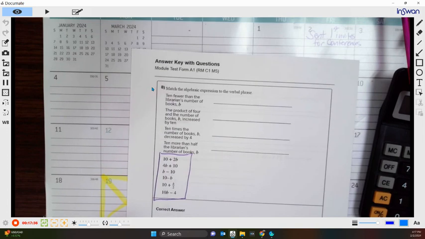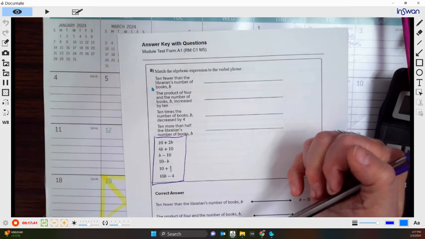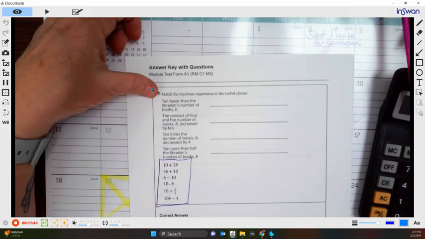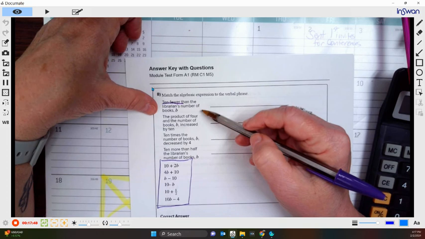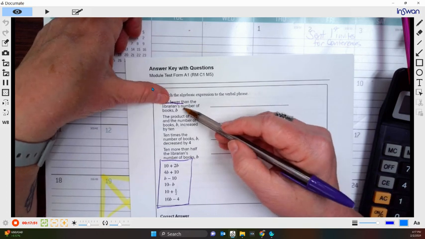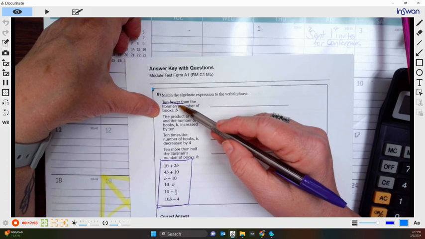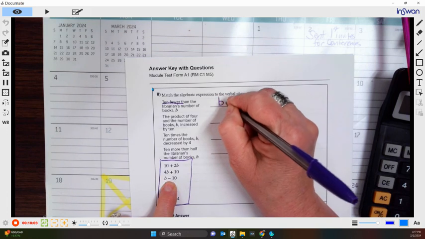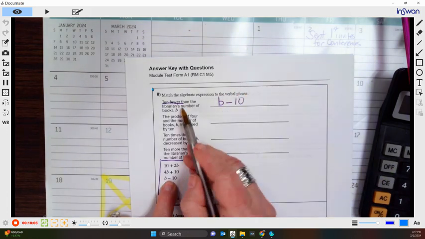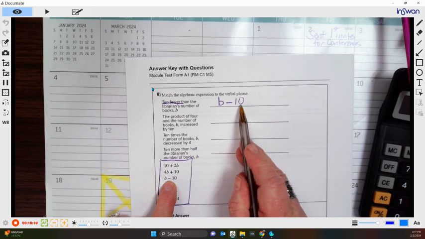When you see it in words, if you have the phrases down here and you understand what this means, it's easier to match it up. So let's look at the first one. The first one is 10 fewer than the librarian's number of books. So 10 fewer means that I'm taking 10 away from the number of books. So the 10 is coming out of the books. So it's going to be b minus 10 because you're taking 10 away. It's 10 fewer. So 10 is coming out. It's 10 less than the books.